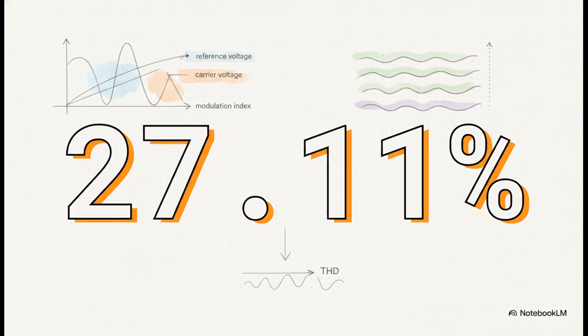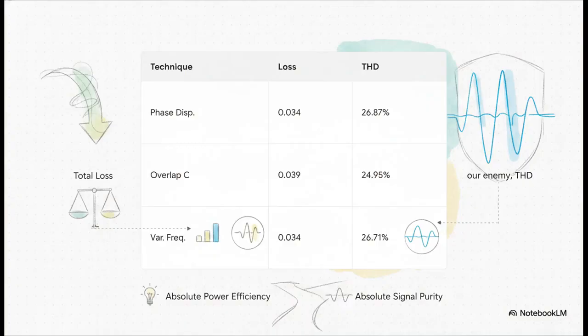But it's important to note the actual strategy we use to arrange those carrier waves matters immensely. The data here reveals a real goldmine of insights. We're constantly balancing two variables: total loss, which includes your switching and conduction losses, and our main enemy, THD. Now, phase disposition gives us a really solid THD of 26.87% with fairly low losses.